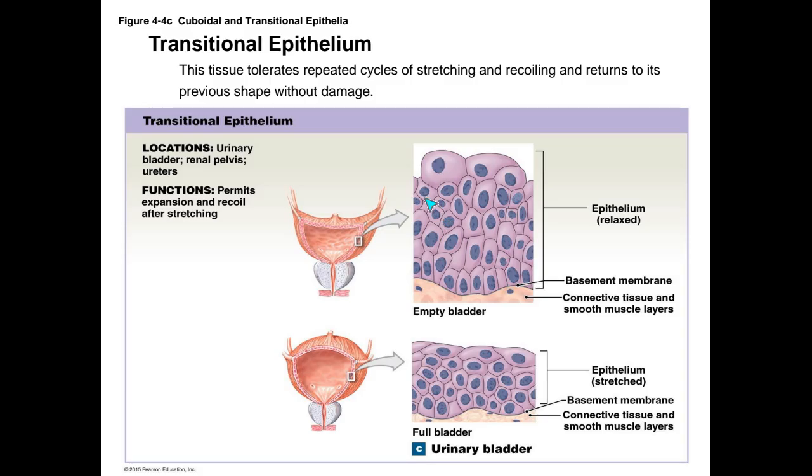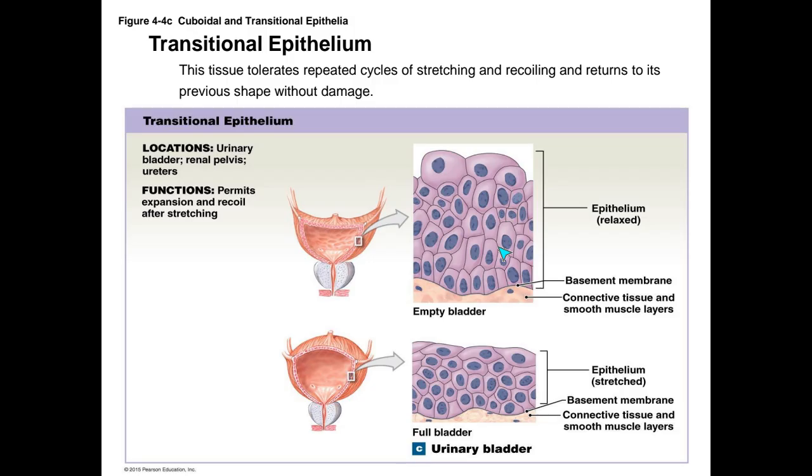It changes shape whenever the tissue is stretched. For example, your urinary bladder is lined with transitional epithelium type of tissue because when your bladder is empty, the lining of it that has the transitional epithelium has tissue that is mainly more rounded. So the tissue is more rounded because it's not being pulled apart.